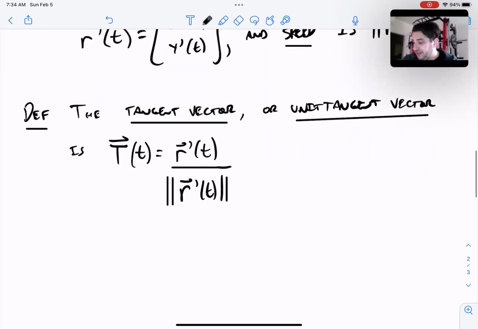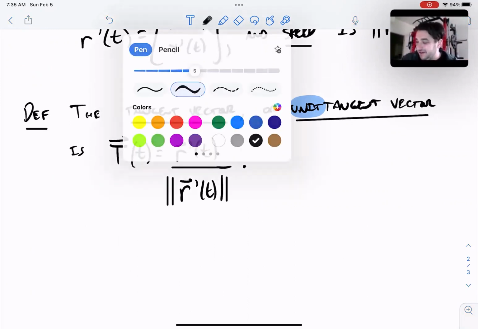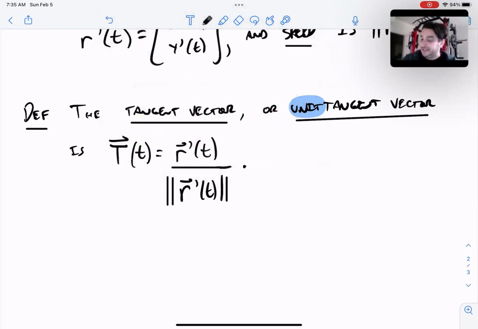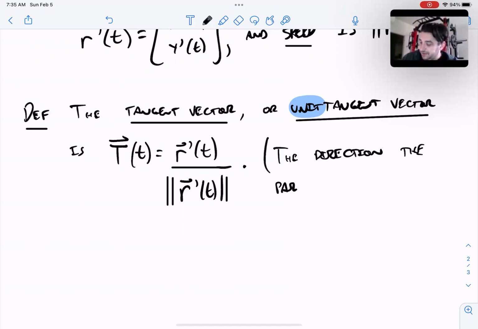Okay, so this tangent vector, what is this doing? It's velocity divided by speed, so this is a unit vector. What this is doing is stripping away just the direction of the velocity vector and ignoring the magnitude. You've divided it by its own magnitude. So essentially, you could think of the unit tangent vector as the direction the particle is traveling.